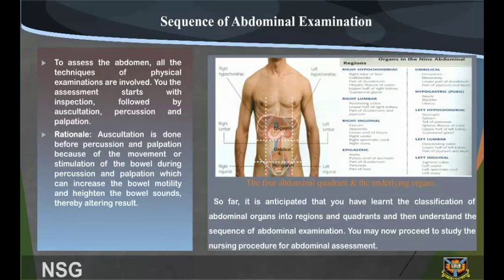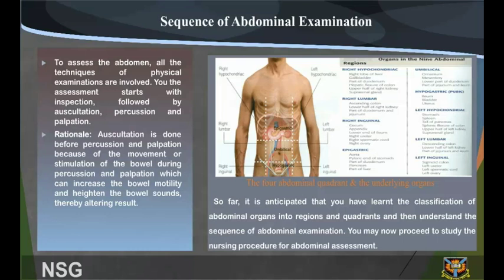Sequence of abdominal examination. To assess the abdomen, all the techniques of physical examinations are involved. The assessment starts with inspection, followed by auscultation, percussion, and palpation. Rationale. Auscultation is done before percussion and palpation because of the movement or stimulation of the bowel during percussion and palpation, which can increase the bowel motility and heighten the bowel sounds, thereby altering results.